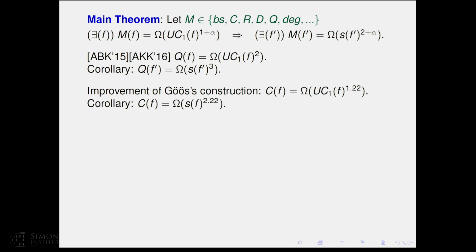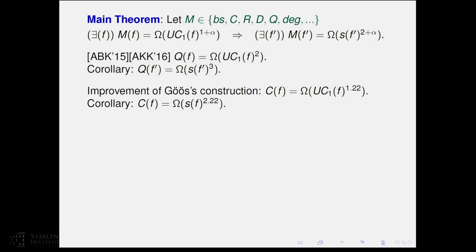We can also plug in Mika's construction of a family of functions that admit a 1.12 separation between UC1 of f and the certificate complexity. But we notice that we can improve the bound of Mika by optimizing the constants and the weighting schemes that he had, and improve the separation between certificate complexity and UC1 to 1.22. And this immediately tells us the separation between certificate complexity and sensitivity.